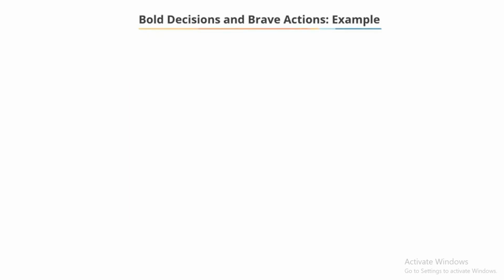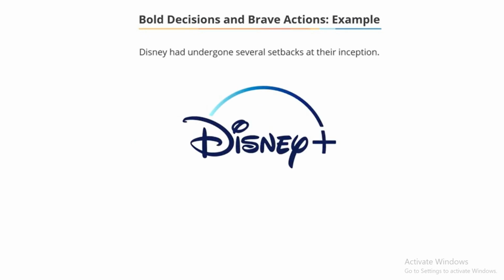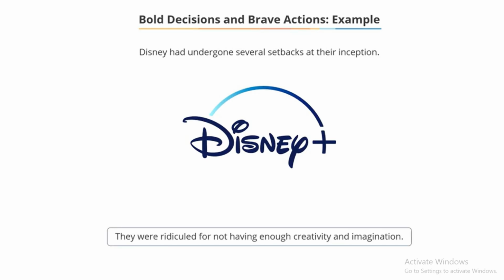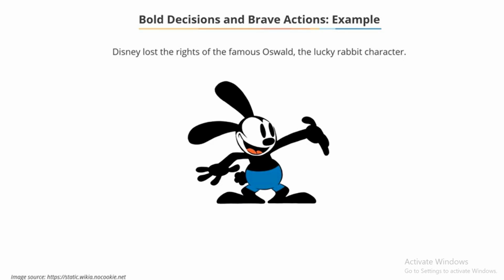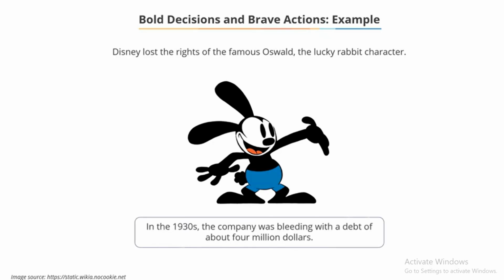Let us look at the example of Disney to understand this better. Disney had undergone several setbacks at their inception during the late 20s and early 30s. At one point in time, they were ridiculed for not having enough creativity and imagination. They lost the rights of the famous Oswald, the Lucky Rabbit character, and the company was bleeding with a debt of about $4 million in the 1930s.